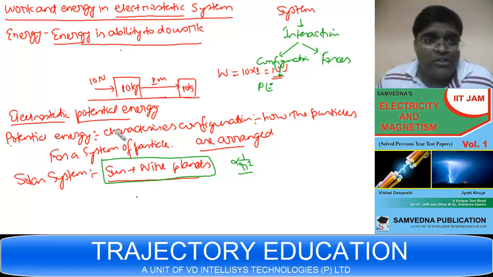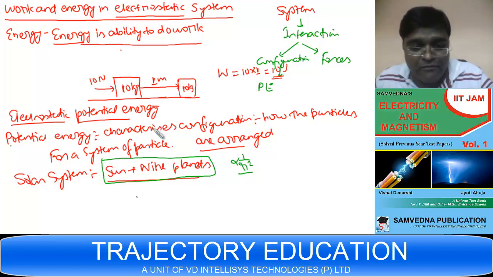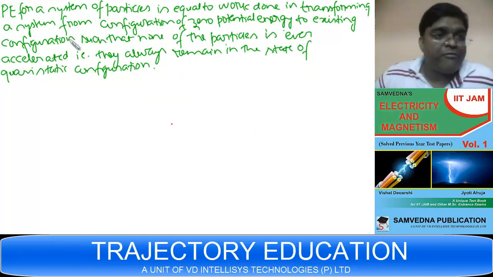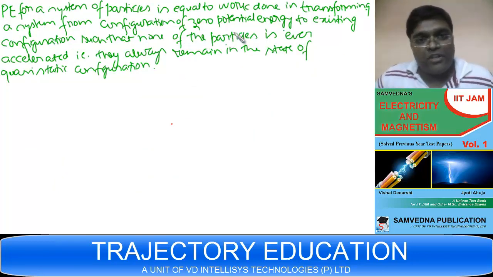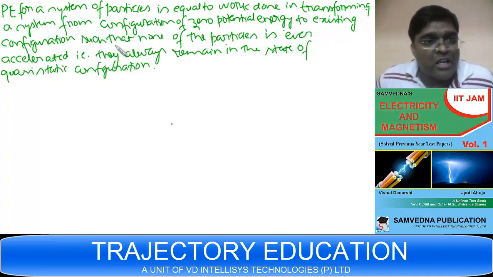See, you are using the concept of work in defining potential energy. We are saying potential energy is equal to the work done. This is how I can write a definition. P.E. for a system of particles is equal to the work done in transforming a system from a configuration of zero potential energy to the existing configuration such that none of the particles is ever accelerated, or they always remain in the state of quasi-static equilibrium.